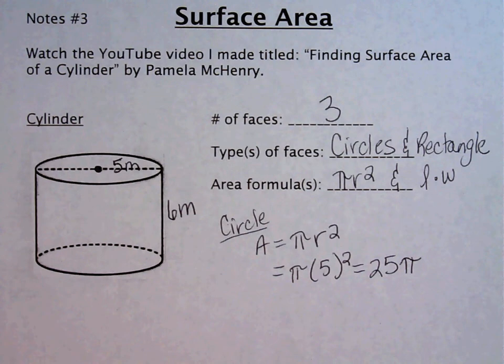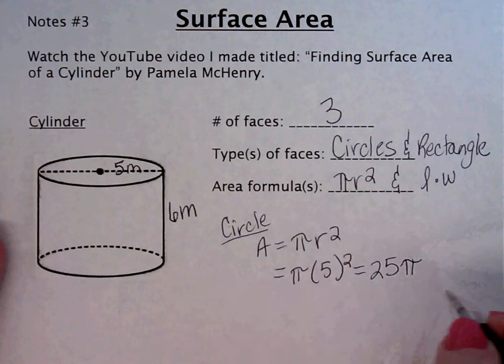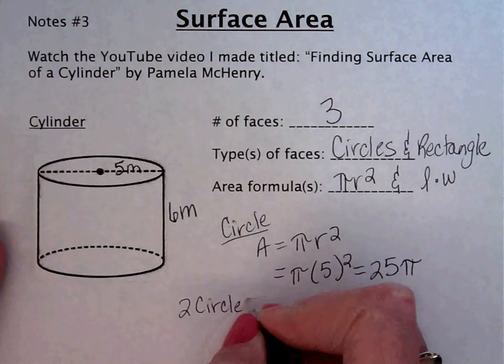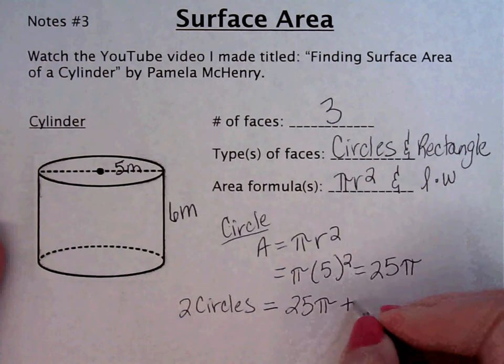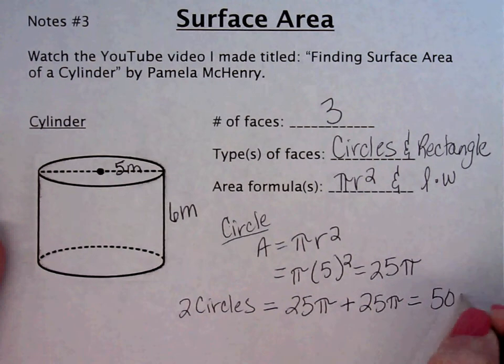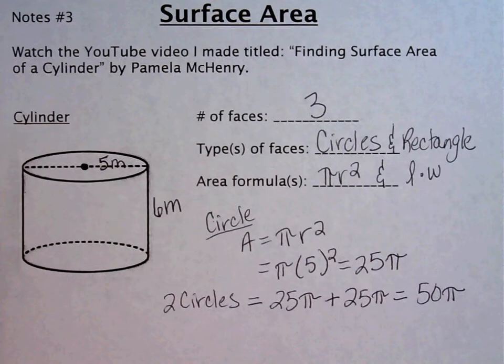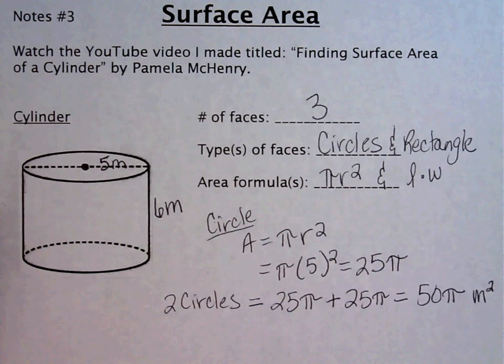Now, as we talked about, there's two circles. There's a top and a bottom. And the cool thing about this cylinder is that they're the same. So for two circles, that would just be 25 pi plus 25 pi, which is 50 pi. And don't forget your units. Your units are in meters, so this is going to be meters squared.